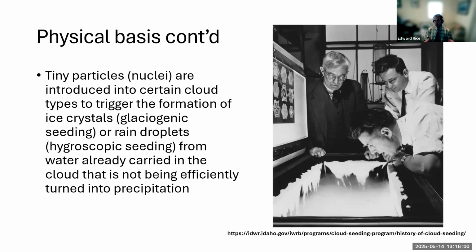So that formed sort of the basis of what's called the chain of events, the physical chain of events that underlies cloud seeding. And it is the addition of glaciogenic seeding that's creating ice crystals, or hygroscopic seeding that's creating rain droplets, by adding in a seeding agent or stimulating the process of ice creation to more efficiently turn that water vapor into precipitation.